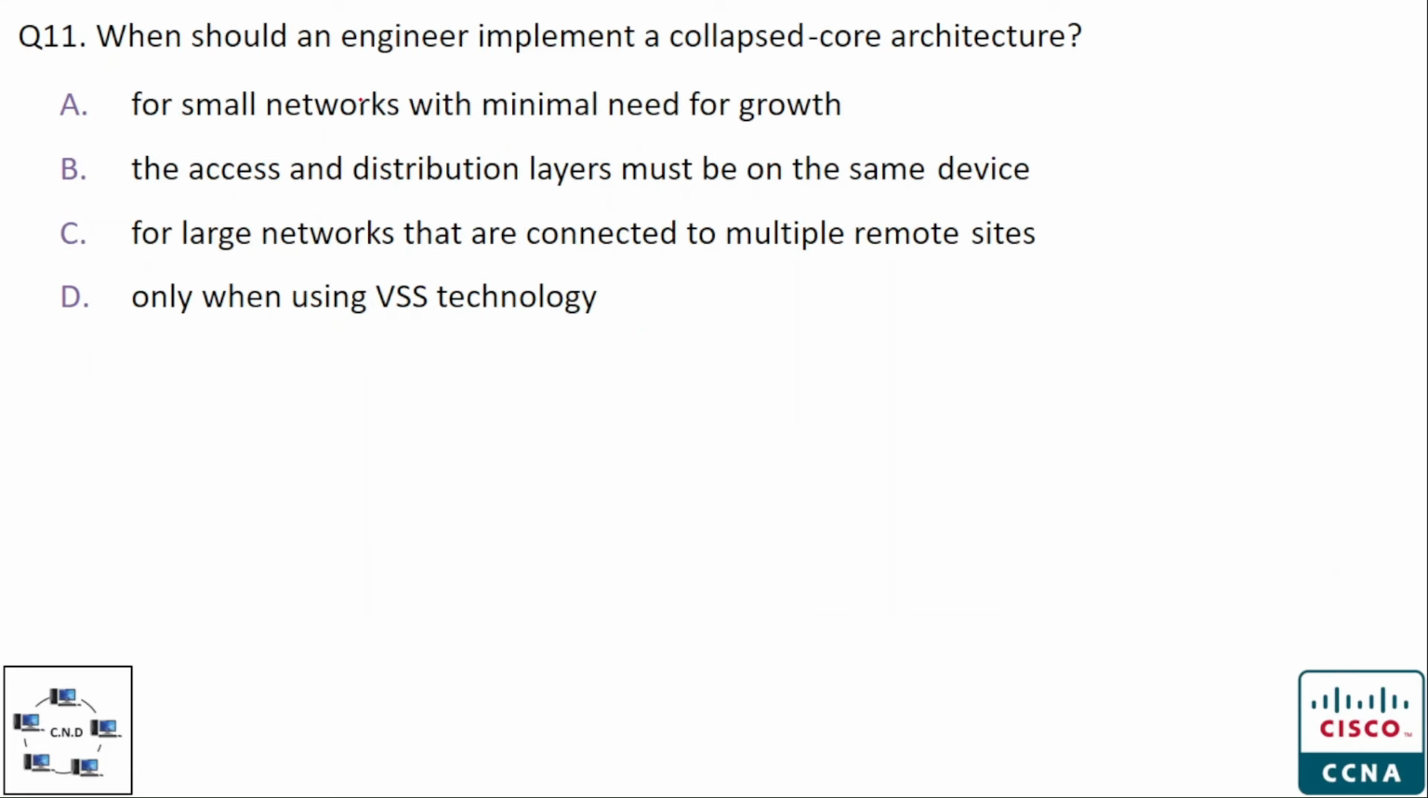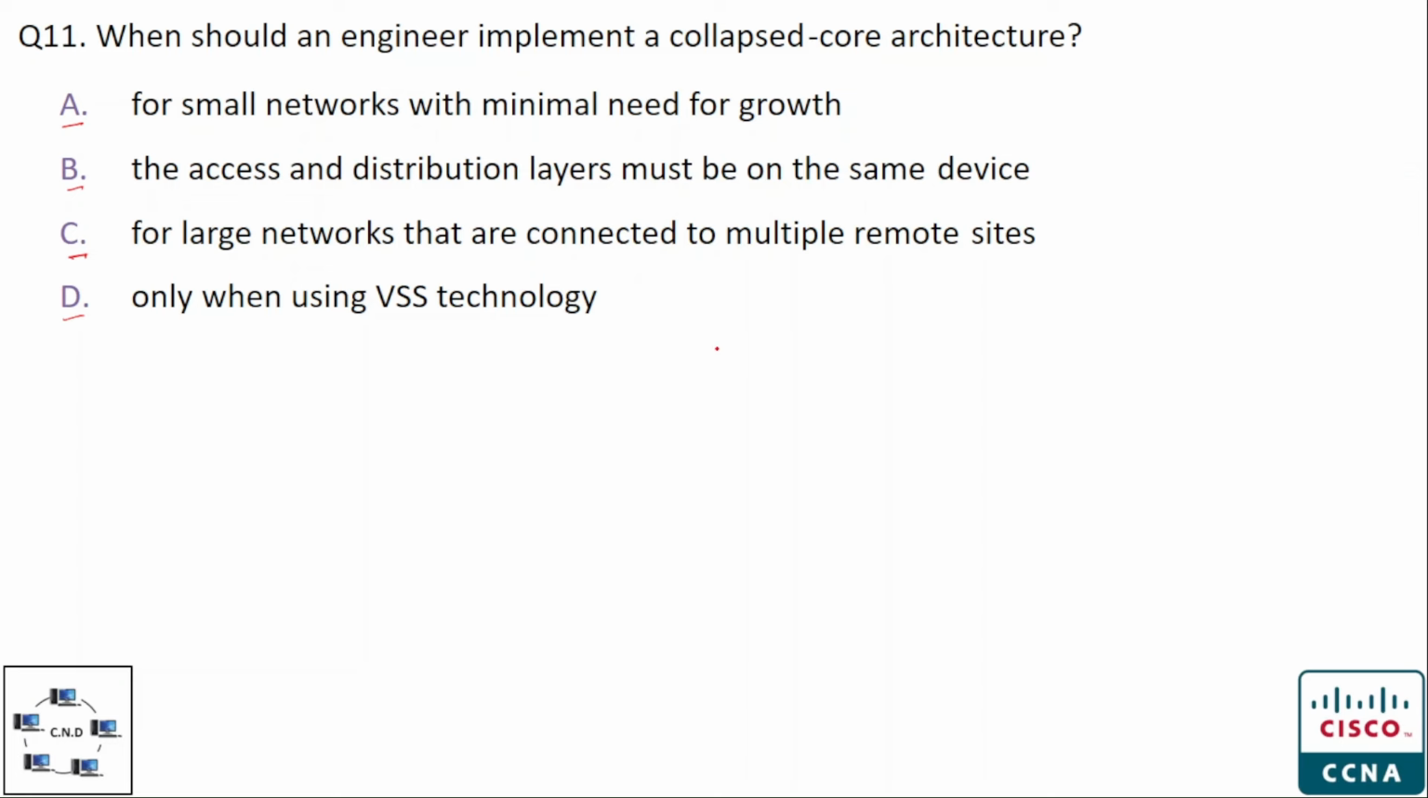Question number 11, when should an engineer implement a collapsed core architecture? And the options are option A, for small network with minimal need for growth. Option B, the access and distribution layers must be on the same device. Option C, for large networks that are connected to multiple remote sites. And option D, only when using VSS technology.